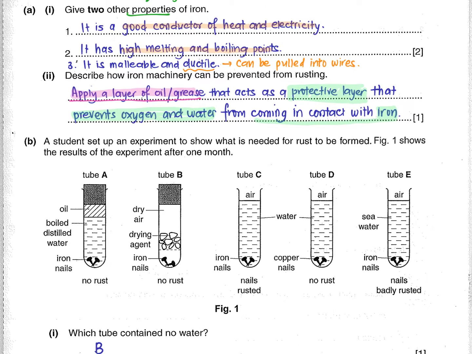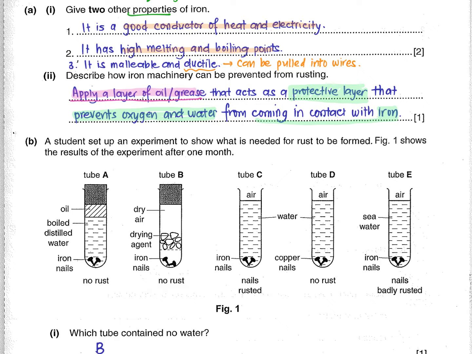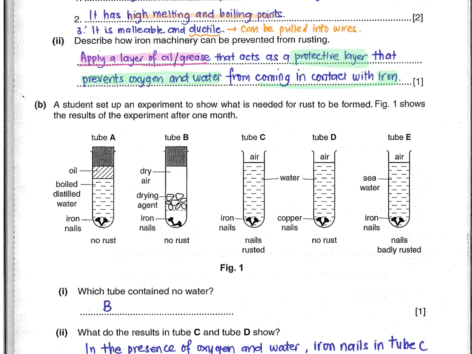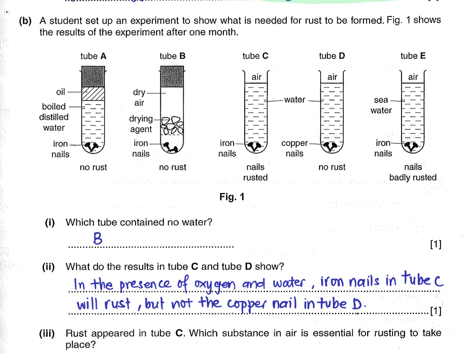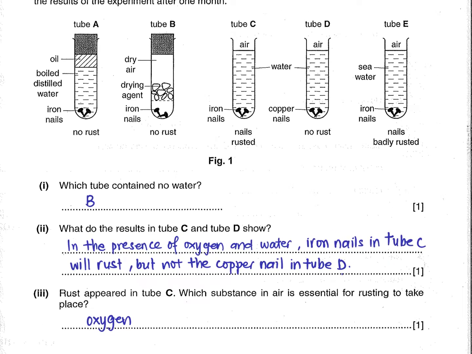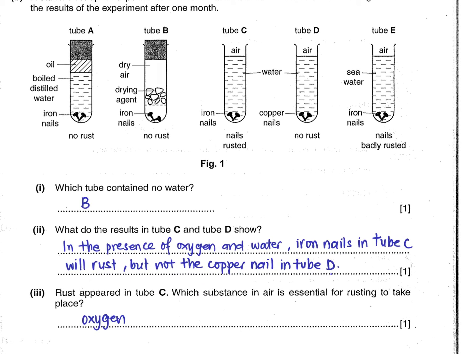Then for part B, it's actually on rusting. What they've given you is 5 test tubes, and they get you to explain the different things that you see in the test tubes and how you use the results to draw some conclusion. For the first part, the test tube that has no water is pretty straightforward. You see that you have a drying agent here. The drying agent is there to remove traces of water. So these are things you need to take note of: drying agent, dry air, to remove any water present.